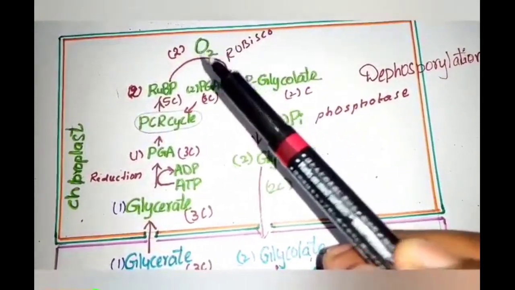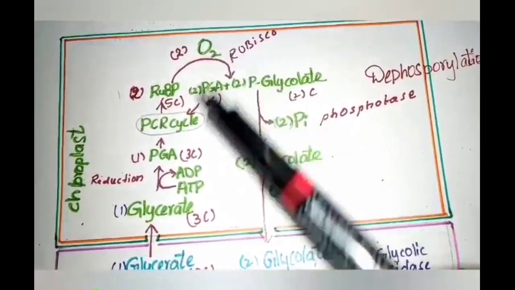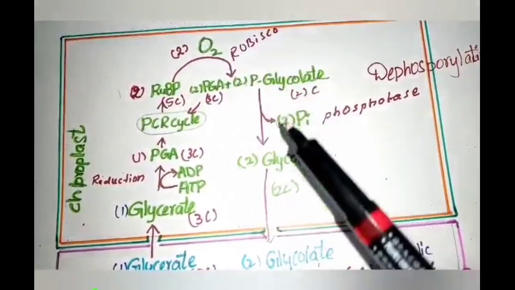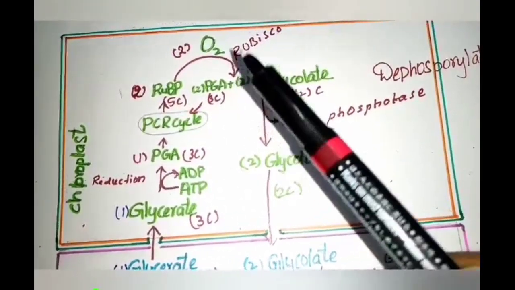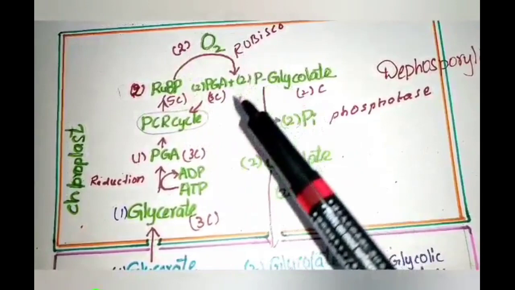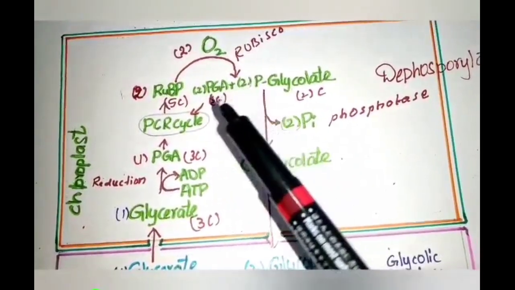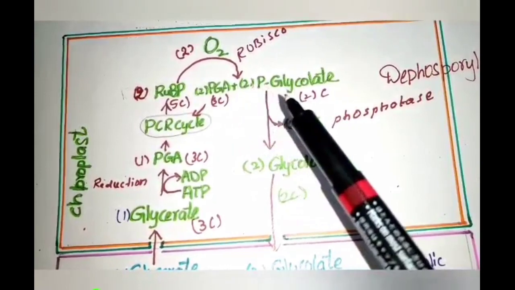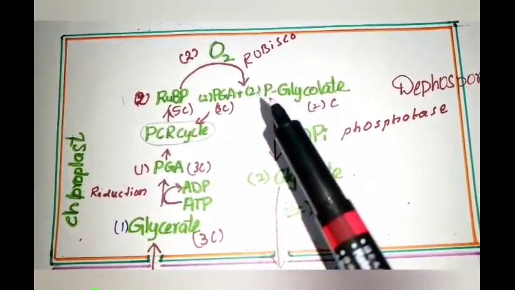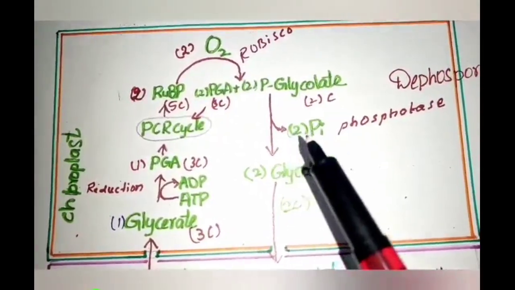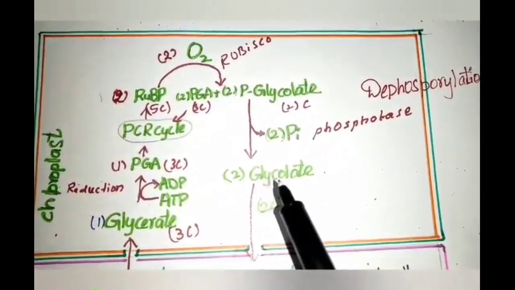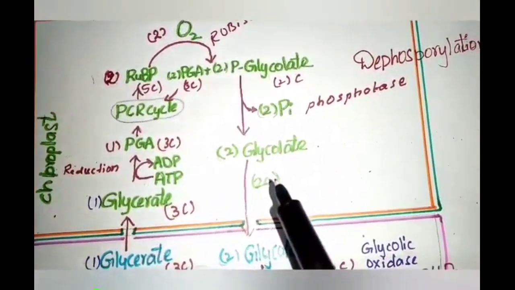Instead of carbon dioxide, if the oxygen concentration is more, then the carbon dioxide concentration is less. That oxygen is accepted by the chloroplast, and it undergoes a series of reactions. The respiration takes place in the presence of oxygen, but that is in the chloroplast, so it is called photorespiration. In this, RuBP is converted into 2 moles of phosphoglyceric acid plus 2 moles of phosphoglycolate. In this one, 3 carbons are present, here 2 carbons are present. Now the second one is that phosphoglycolate undergoes a dephosphorylation process in the presence of the phosphatase enzyme. Then it is converted into 2 glycolate, each one consisting of 2 carbons.